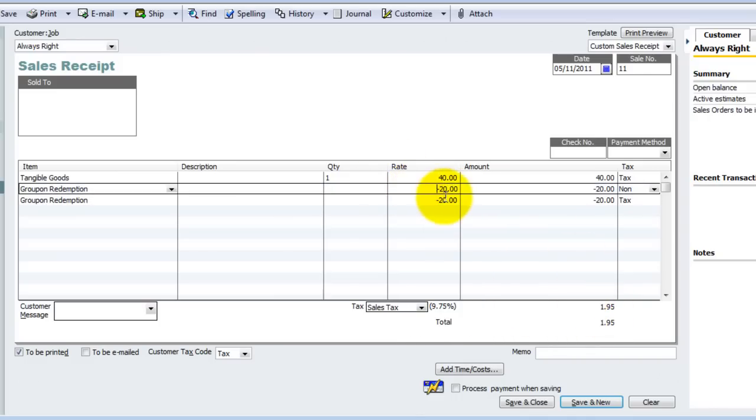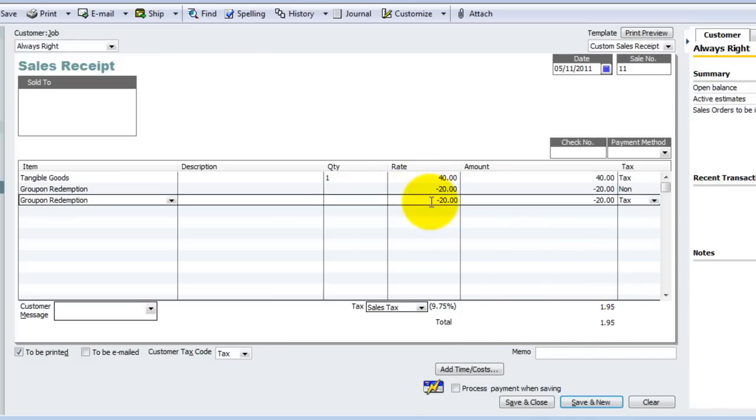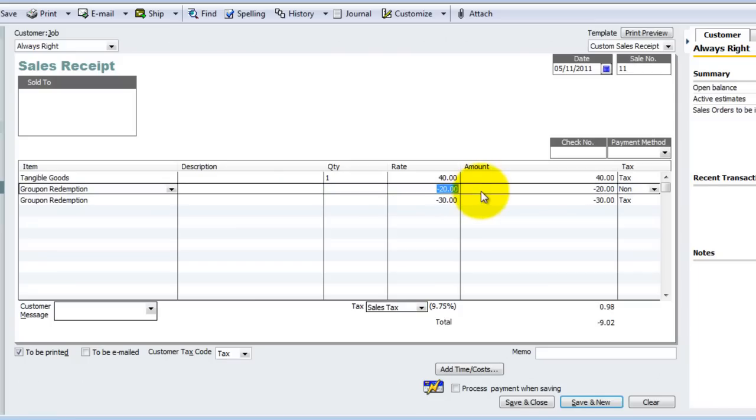Now, it gets a little more complicated, though, because in reality I only got $10 for this, right? Because Groupon then kept their share. So the taxable portion, really, I want to reduce the taxable portion by $30 and then make the non-taxable $10. That way, I'm only collecting sales tax on the $10 that I received, or 9.75% of $10. Rounded, that comes to 98 cents.